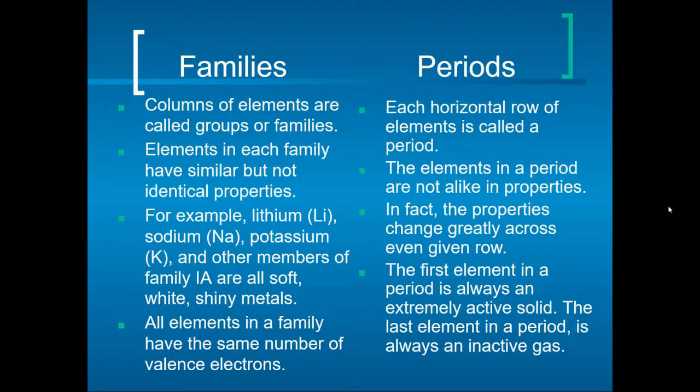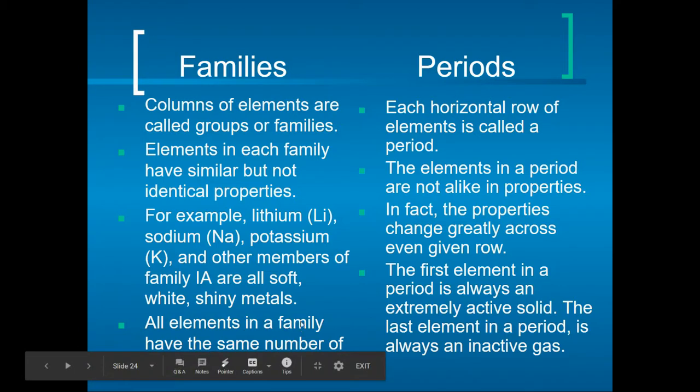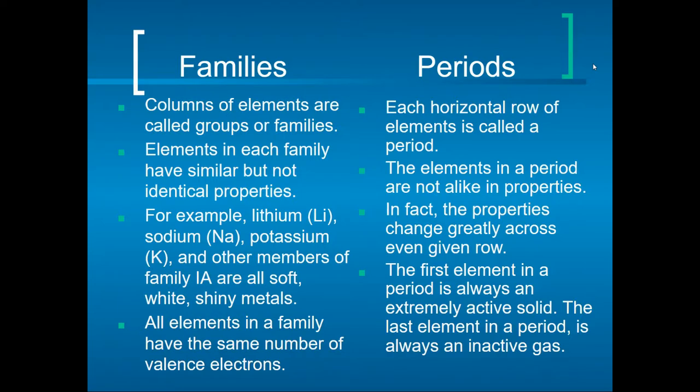All right, so let's compare and contrast families and periods. Families have similar properties. Elements in each family have similar but not identical properties. For example, lithium, sodium, potassium, and other members of that family are all soft, white, shiny metals. All elements in a family have the same number of valence electrons. That's important. They will not have the same number of neutrons or protons, but they will have the same number of valence electrons.